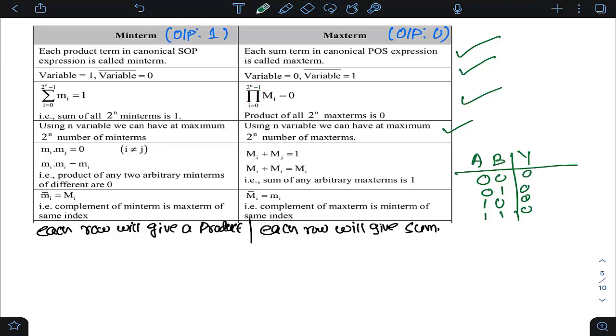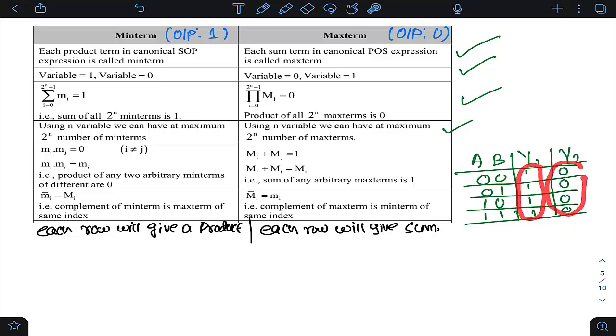Let us take the 2 variable case. So in the 2 variable case, let me take one function y1 and let me take another function y2. I am selecting y1 in such a way that the output is 1 for all combinations, and I am selecting y2 in such a way that the output is 0 for all combinations. This is the extreme case I am going with. So in y1, all combinations are min terms. In y2, all combinations are max terms.